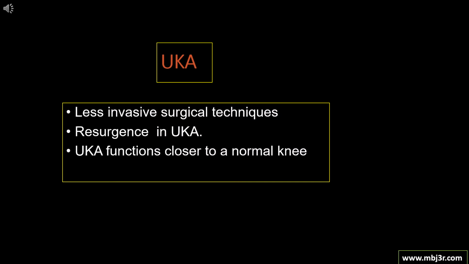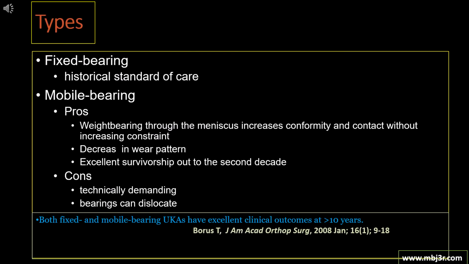Unicompartmental knee arthroplasty. Increased interest in less invasive surgical techniques has led to a resurgence in unicompartmental knee arthroplasty. Clinical outcomes and kinematic studies have determined that a successful unicompartmental knee arthroplasty functions closer to a normal knee than a successful total knee arthroplasty. Types: there are two types, fixed bearing and mobile bearing.